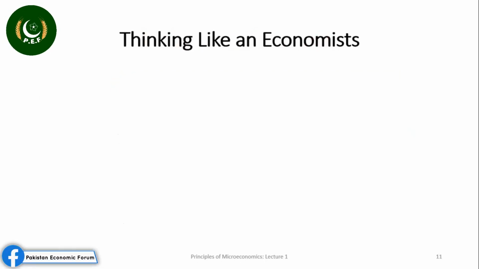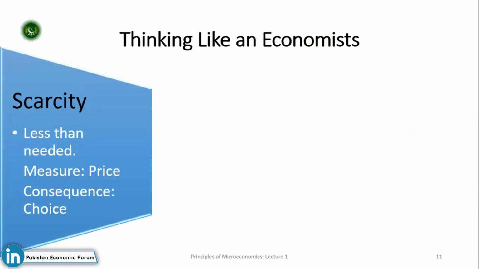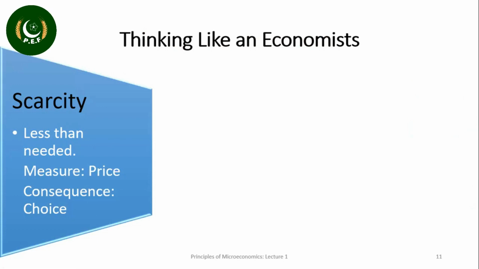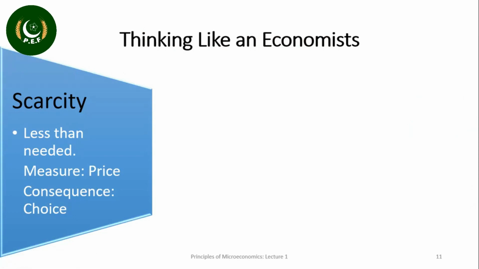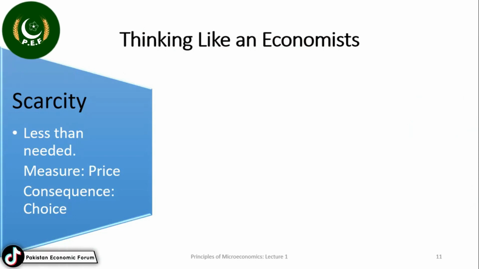Next, how to think like an economist. That is how economists think and how they comment on economic events. What are the key principles that we should keep in mind as we go through this course? First is scarcity. Economists view that almost all the things in the world which we study in economics are scarce. By scarcity, we mean a thing is less than needed. It is needed in higher quantity, but it is available in lesser quantity.